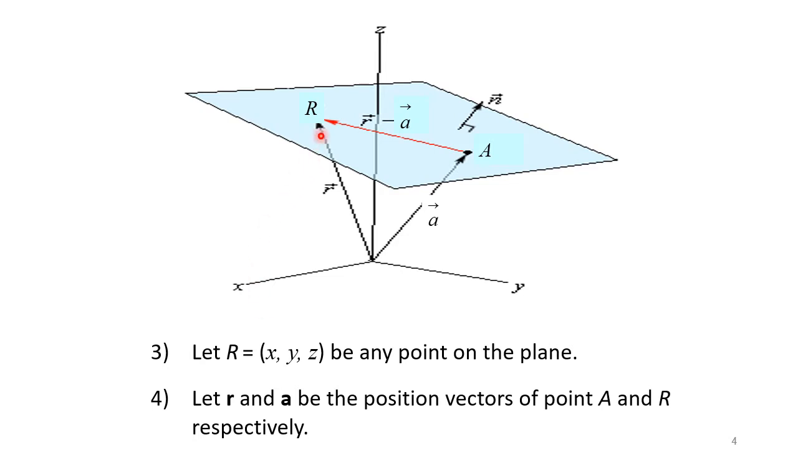And then we also let R, (x, y, z), be any point on the plane. So apart from A, now we also have R. So next, R and A have position vectors from the origin. Let's say this is the origin. So to point A will be position vector A, and to point R will be position vector R.